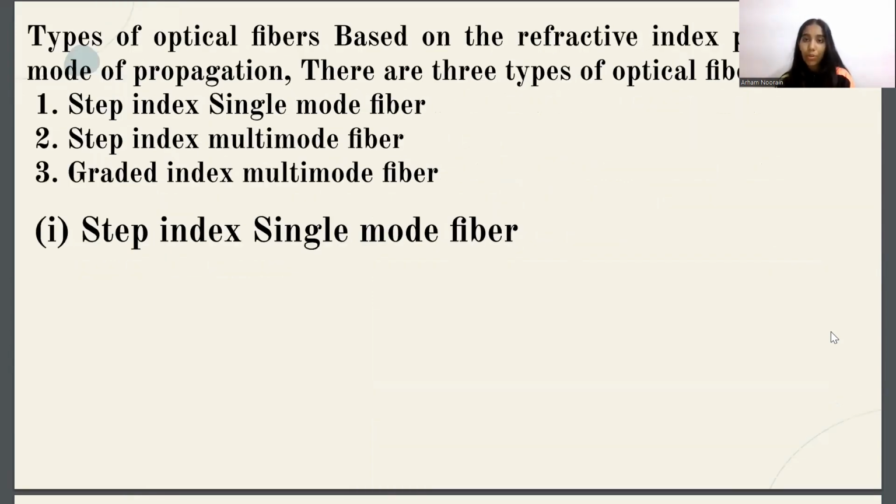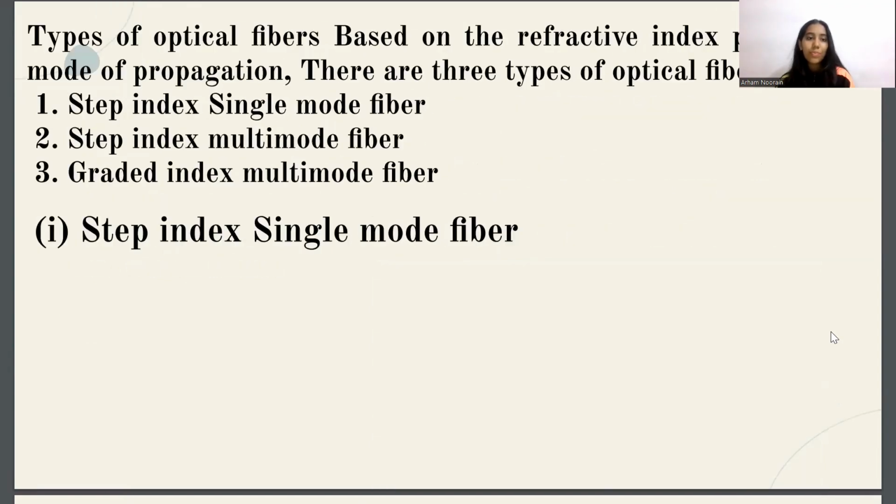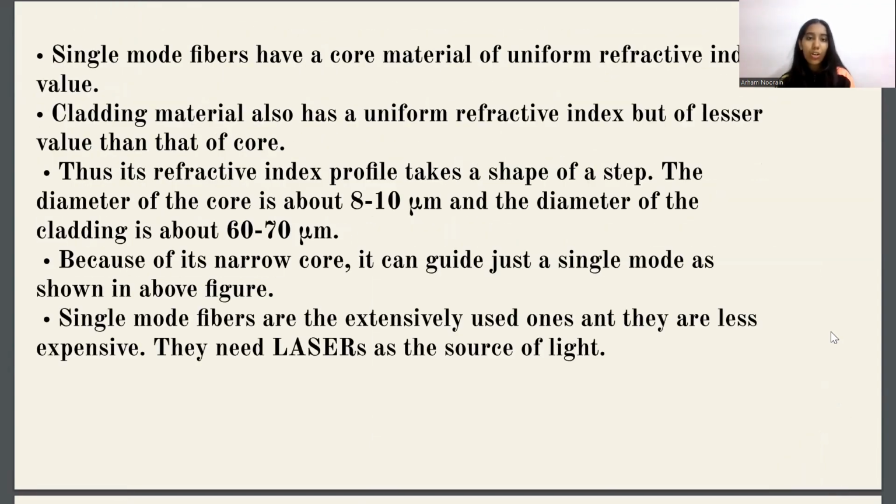There are three types of optical fibers that we are learning in engineering physics. The first one is step index single mode fiber. Single mode fibers have a core material with a uniform refractive index. The cladding material also has a uniform refractive index but a lesser value than that of the core. Thus, the refractive index profile takes the shape of steps. The core diameter is about 8 to 10 micrometer and the diameter of the cladding is about 60 to 70 micrometer. Because of the narrow core, it guides just a single mode as shown in the figure.